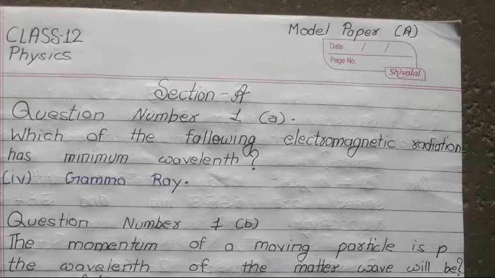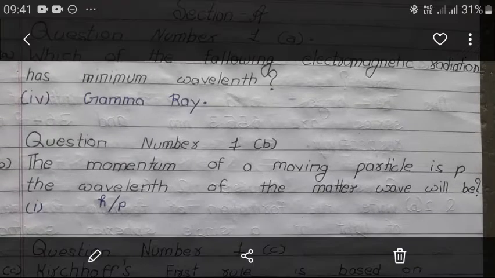Hello friends, in today's video we are going to discuss Class 12 Physics Model Paper A, Section A. Question number 1A. Which of the following electromagnetic radiation has minimum wavelength? The answer is gamma rays. Question number 1B. The momentum of a moving particle is P. The wavelength of the matter wave will be? Its answer is h divided by p.